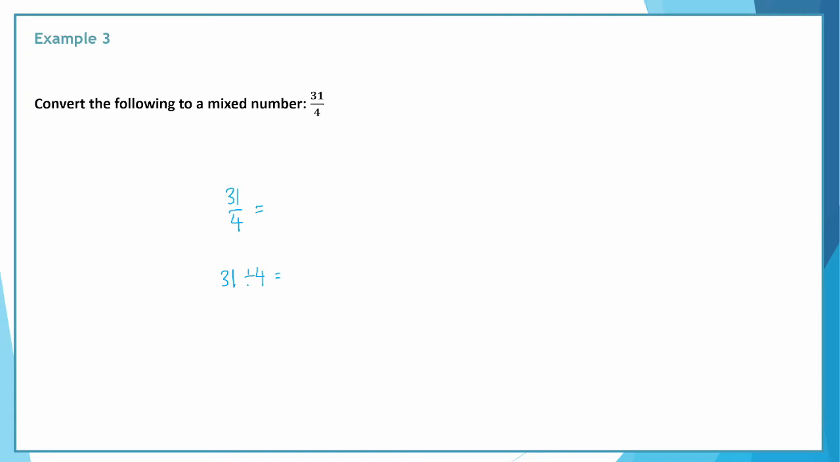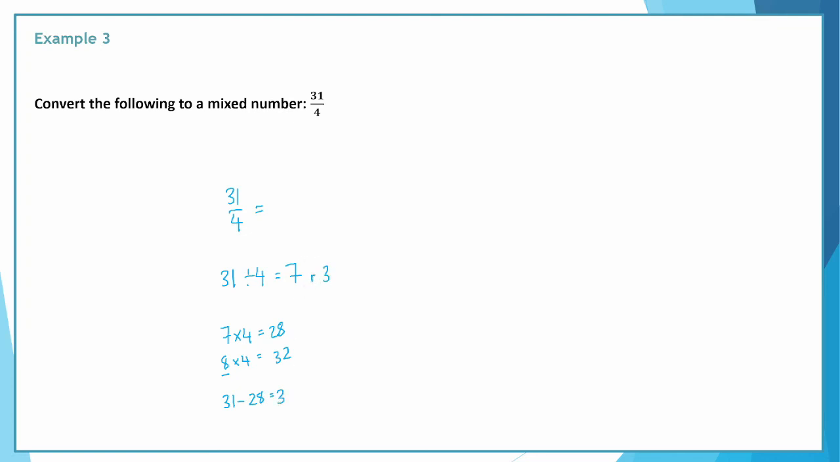So let's do this. 31 divided by 4. Well, we know that 7 times 4 gives us 28. 8 times 4 gives us 32. So we know it can't be 8, because 8 is too big, it gives us 32. So 7 times 4 gives us 28. So our whole number is going to be 7. And our remainder is going to be 31, which is this number here, minus 28 from here, to give us 3. So it's going to be 7, remainder 3.